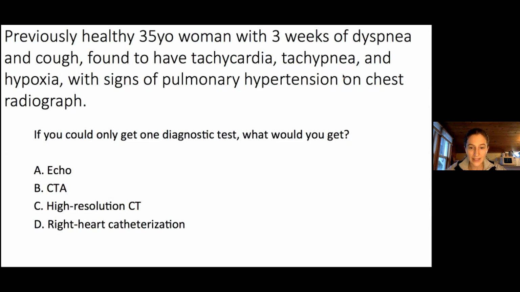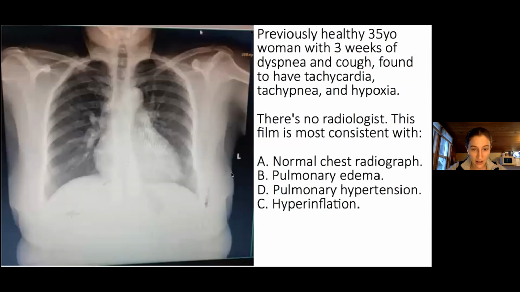Okay, pretty wide split. We kind of want all of these things, right? An echo will delineate the pressures within her heart a lot better and what exactly is going on with both the left side and the right side. A CTA would be very helpful. I think this is a pretty good story for pulmonary embolism. High resolution CT will give you a better sense of her lung field. Since we didn't see anything in the lung parenchyma on her chest radiograph, but a CT would be much better.